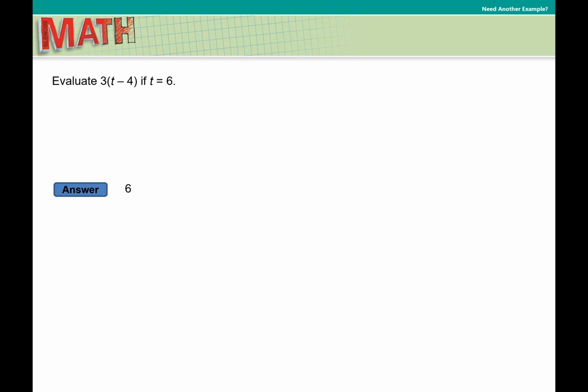Should have got an answer of 6. So 3, we're going to plug 6 in for t, minus 4. Again, we do what's inside the parentheses first, so that's 2, and then we multiply those two together, and we get an answer of 6.